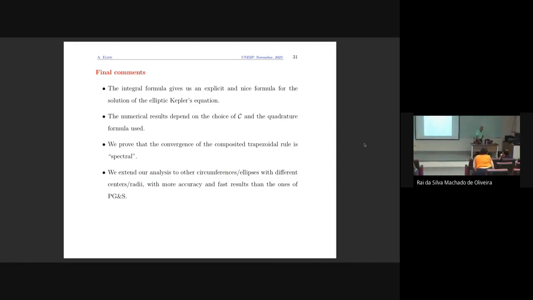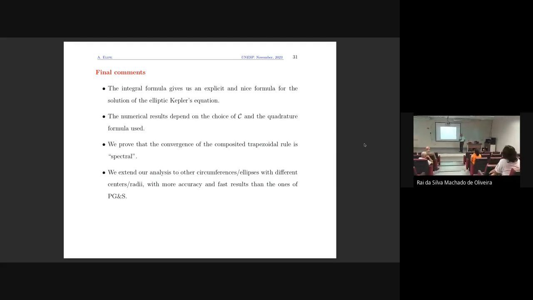Professor, I have one question about the computation time. I think on the other slide. I'd like to know, the CPU time, is it about hours, days, minutes?